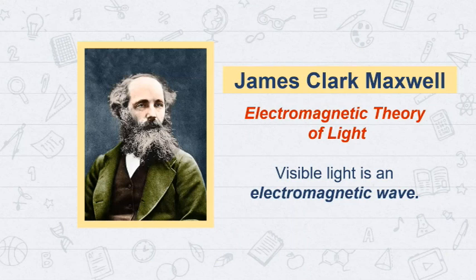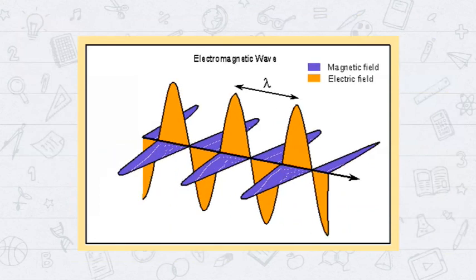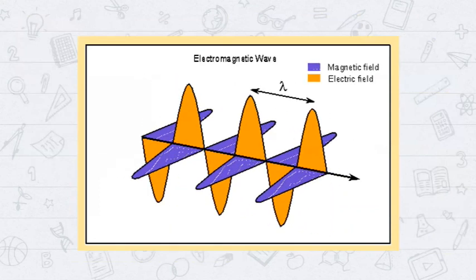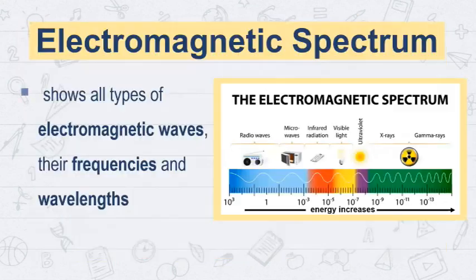And to complete our knowledge about the nature of light, James Clerk Maxwell proposed the electromagnetic theory of light, which claimed that visible light is an electromagnetic wave. Maxwell described light as a propagating wave of electric and magnetic fields. Light, together with other electromagnetic waves, form the electromagnetic spectrum. It shows all types of electromagnetic waves, their frequencies and wavelengths.